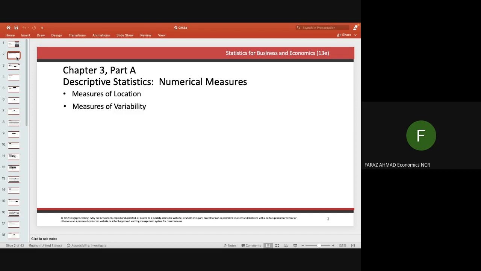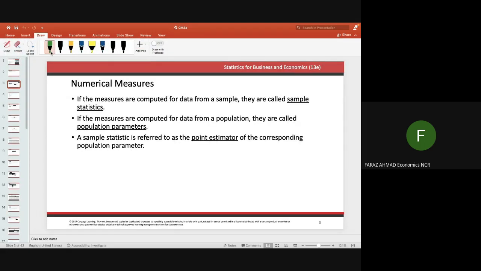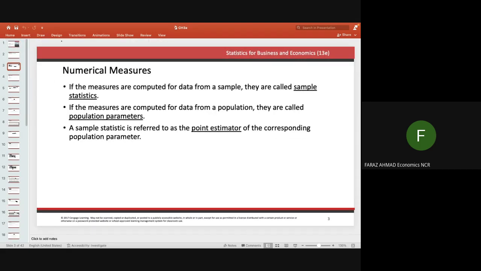So we will be talking about measures of location and measures of variability. Now, if we compute these measures using sample data, we call them sample statistics.